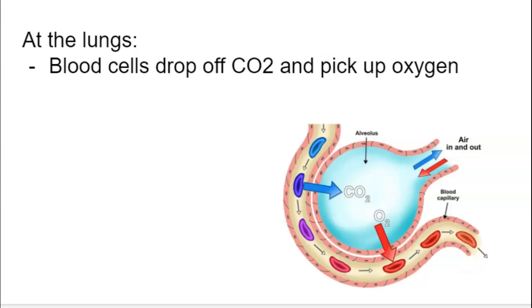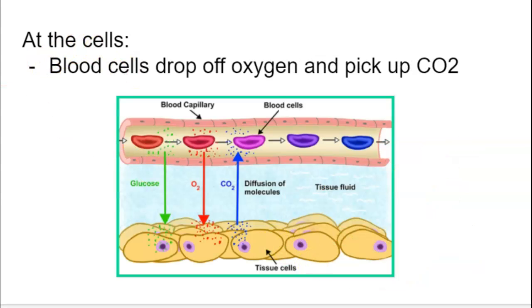So this is what happens at the lungs, okay? Our blood cells drop off CO2, they pick up oxygen, and then when they get to our body cells, right, the highways, at our cells, they're going to do a similar exchange. They need to get oxygen to the cells. So the blood cells are going to deliver the oxygen, and they're going to pick up the CO2 and then bring it all the way back to the lungs. So it's a constant exchange of oxygen and CO2, always from high to low. Okay, no matter if it's oxygen or CO2.